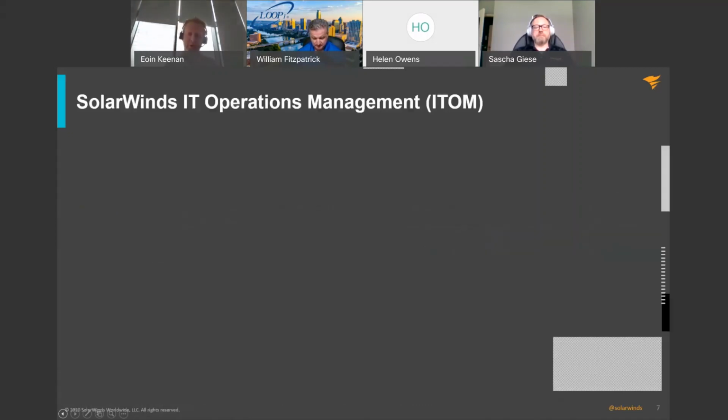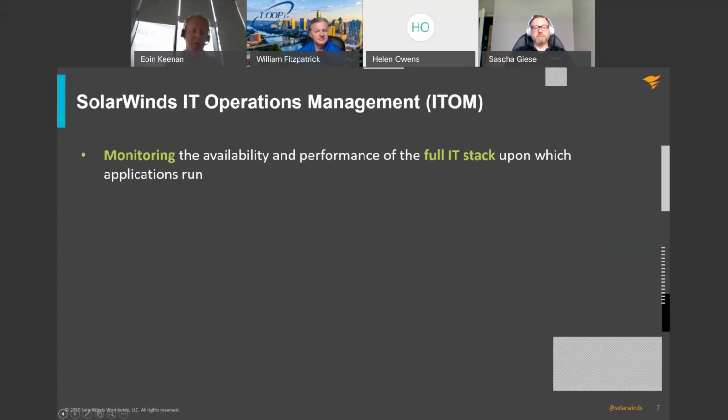When we talk about SolarWinds IT operations management, I suppose really we're talking about three key areas plus one financial aspect to that. So the first one is monitoring applications, say monitoring the availability and performance of the full IT stack. So if you have an application on the top of the stack, obviously we want to be able to monitor that effectively, but clearly there are multiple different elements in the stack upon which this application is depending. And what we want to be able to do is to provide, if you like, a one-stop shop so that you can get your monitoring and management and analytics across the full stack.